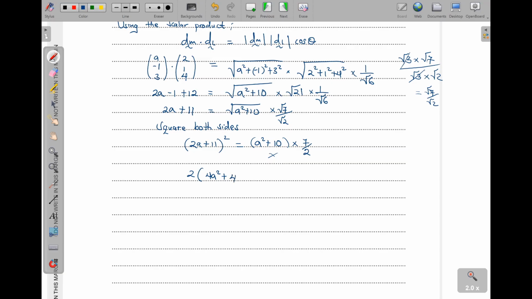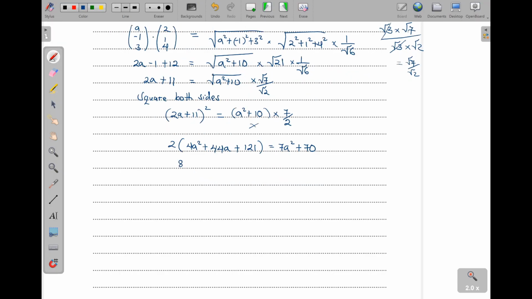Yes, 44a, then plus 121 when you square the 11, and then 7a squared plus 70. That's when 7 multiplies everything in there. When I open the brackets, we get 8a squared plus 88a, then plus 242. Now we bring this to this side: 7a squared minus 70, which is equal to 0.